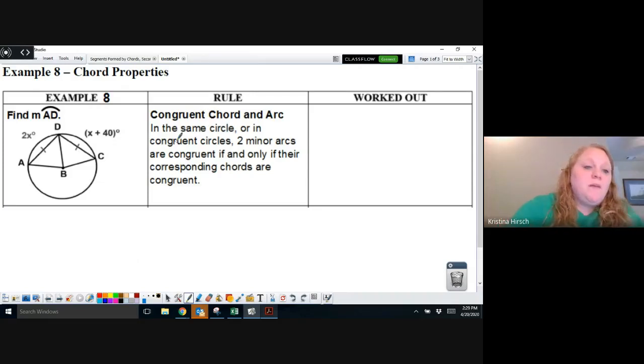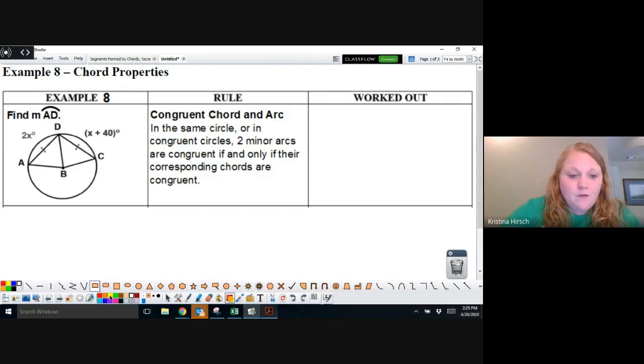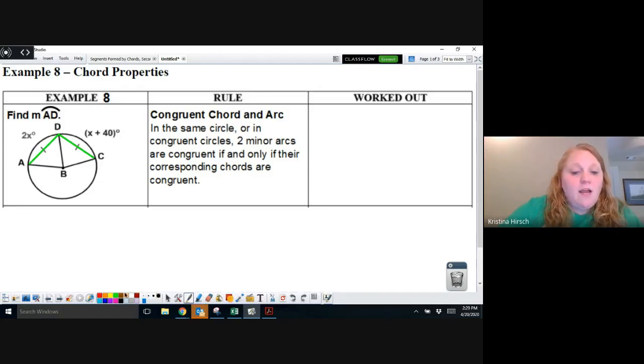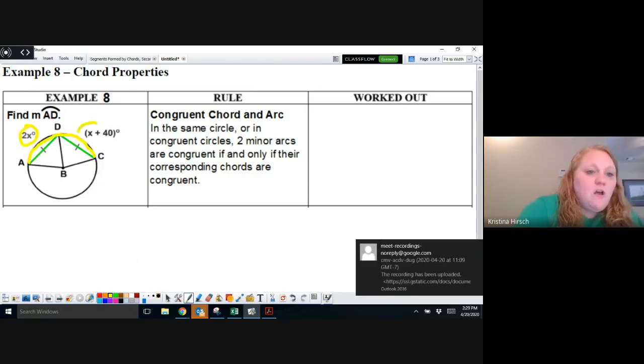All right, so because these two chords are congruent, let me get my line tool. All right, but because this chord right here and this chord are the same measure, then what they're telling us is that if those two chords are congruent, then those two arcs that are formed are also going to be congruent. All right, so this arc right here and this arc right here are going to be the same measure. So both of those are going to be congruent to each other.